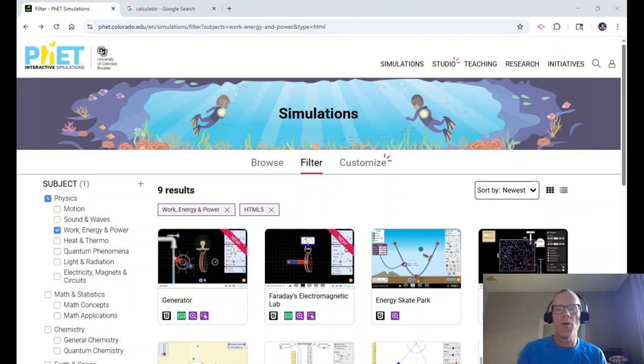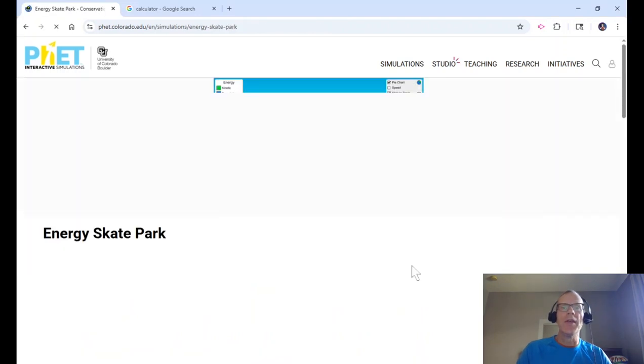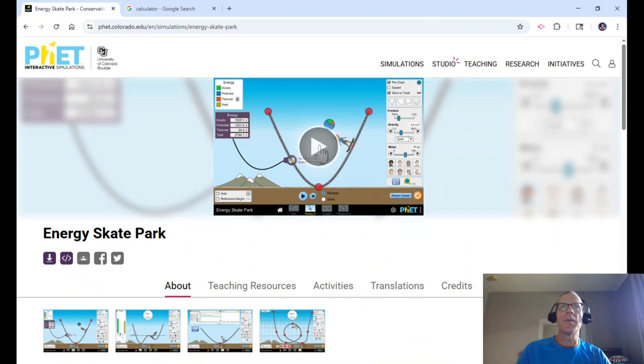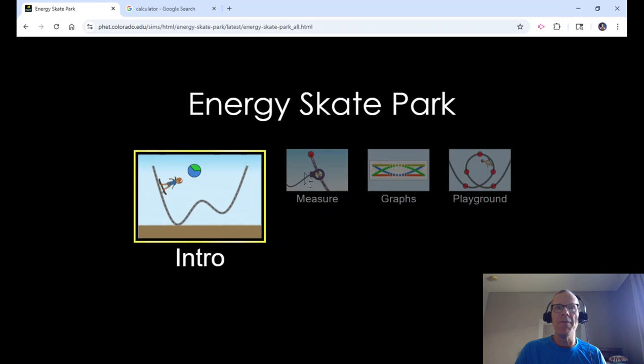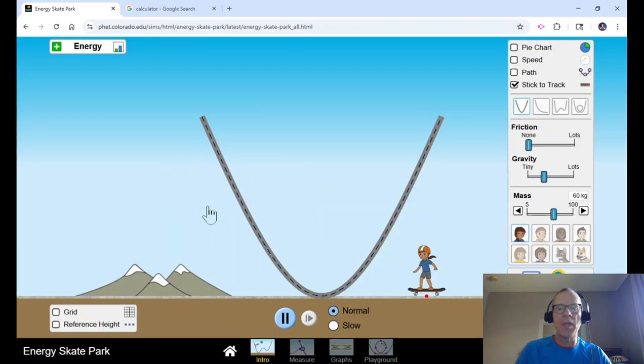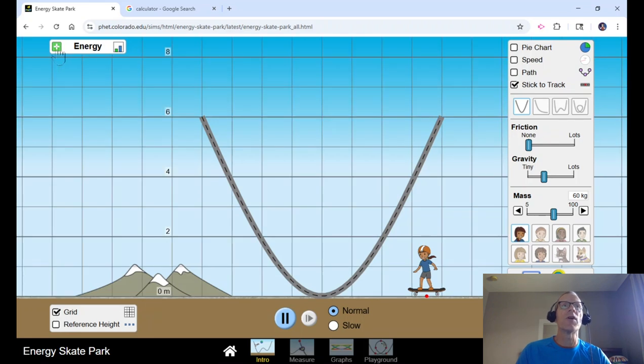Greetings. I'm going to give a brief overview of energy, kinetic, and gravitational potential energy using the Energy Skate Park simulation from PhET. This is an HTML5 simulation, so this will work well on phones and iPads, and in fact would be part of the PhET app. So we're going to start and primarily finish with the introduction screen.